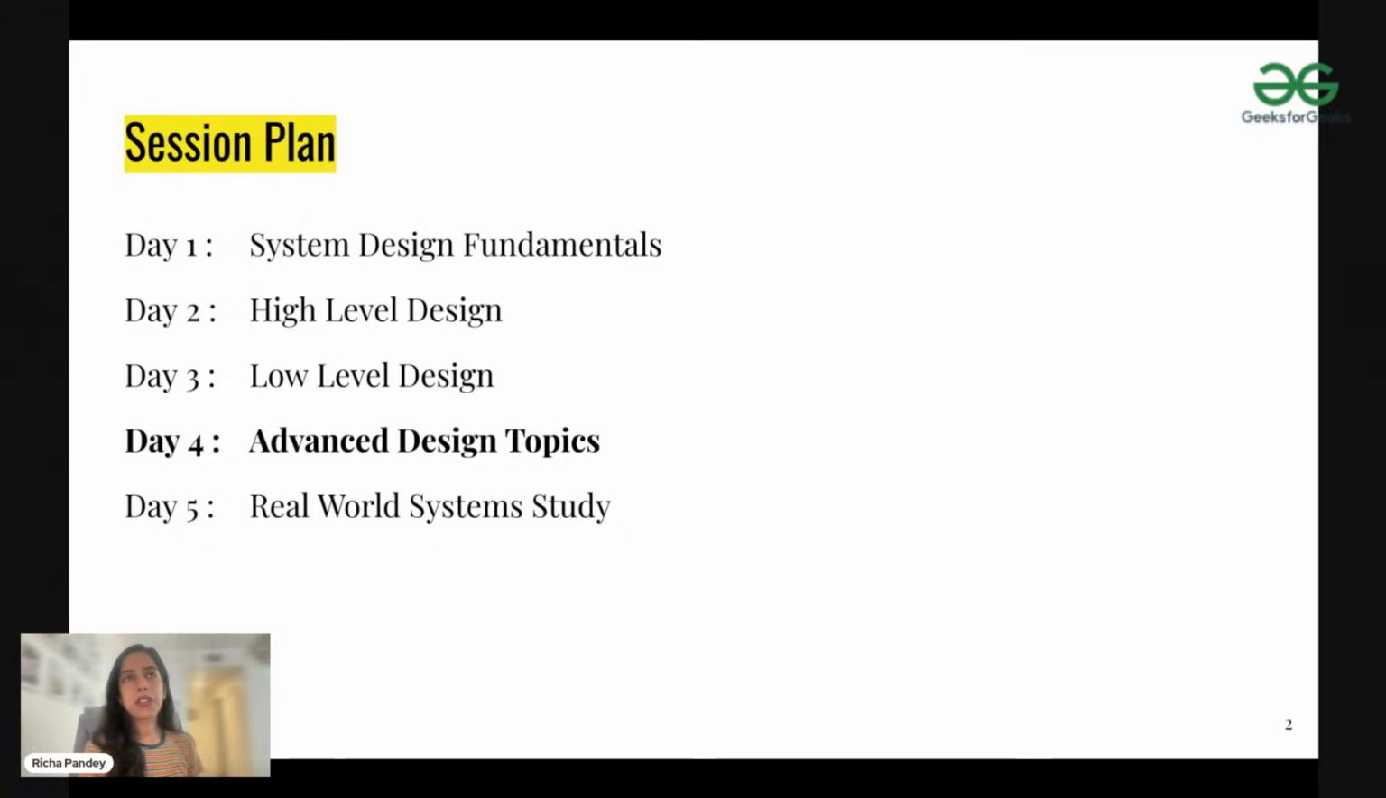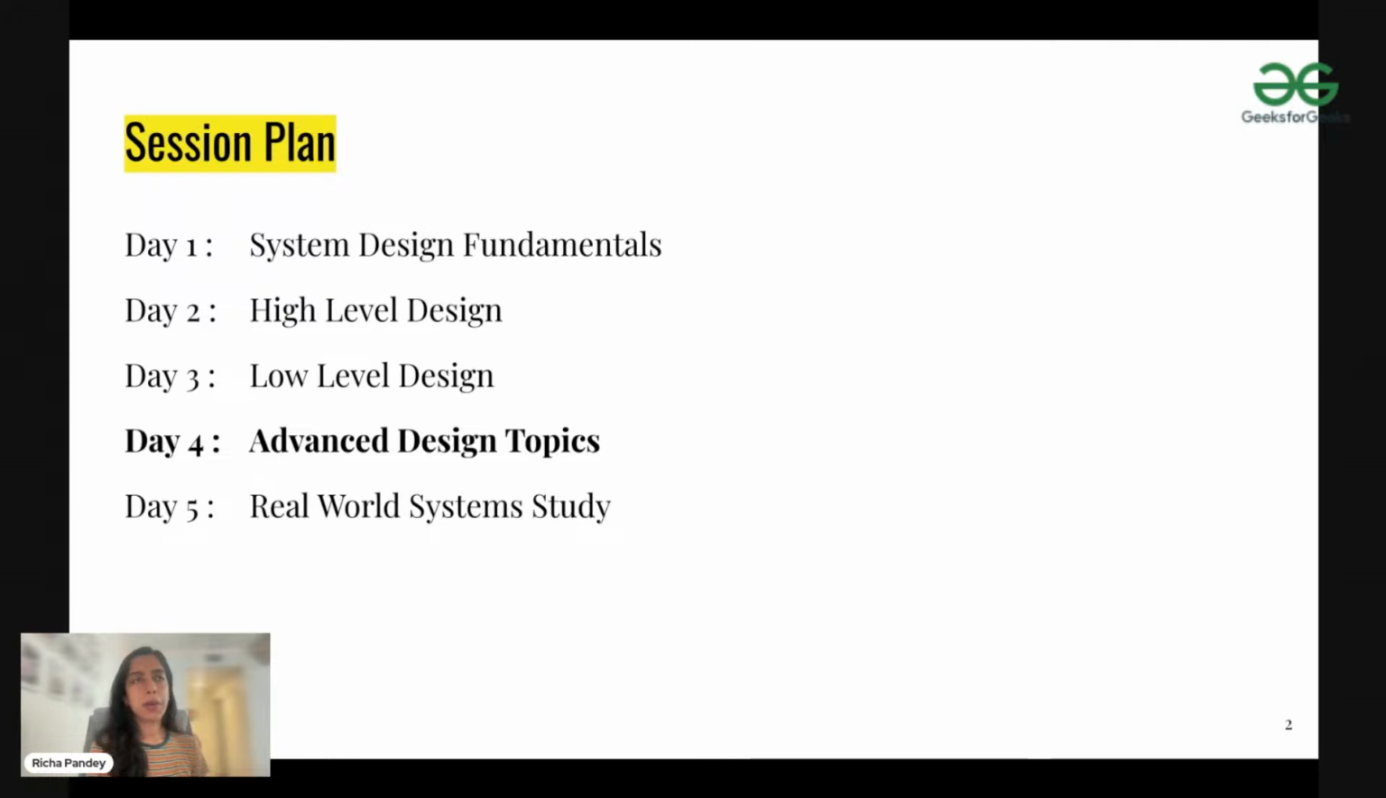On the second day, we covered the high level design where we learned about high level building blocks of the system. So, for example, we learned about databases, caches, load balancers, CDNs. A lot of different high level building blocks is what we covered on day two. And on day three, we learned about the low level design, which involved low level building blocks of the system, which involves primarily everything related to object oriented programming.